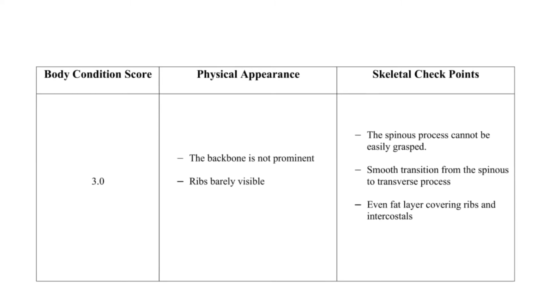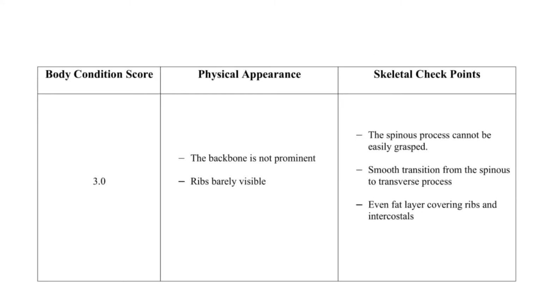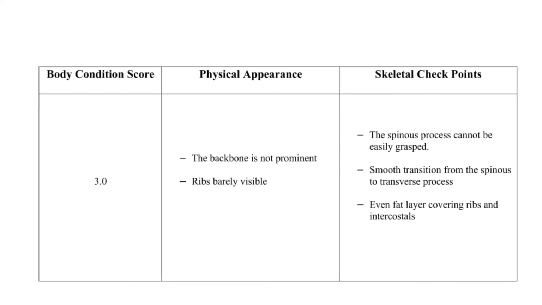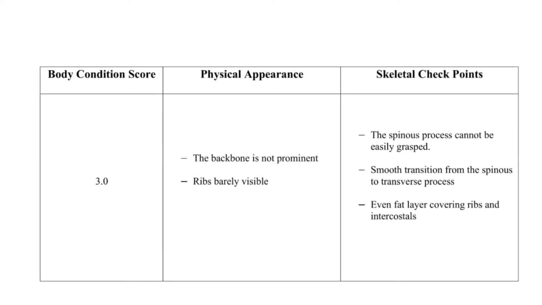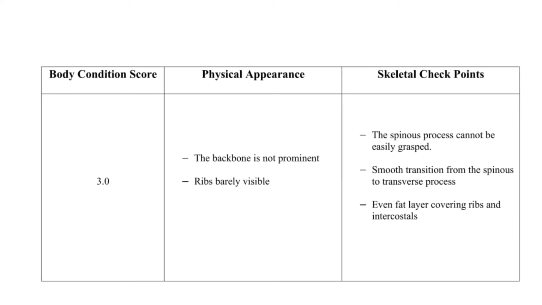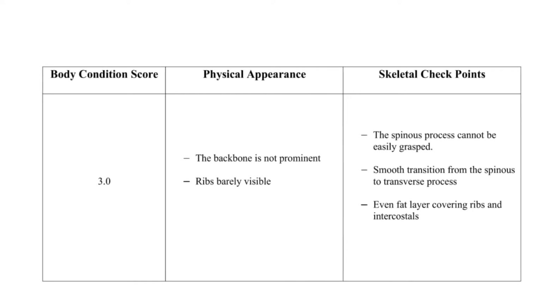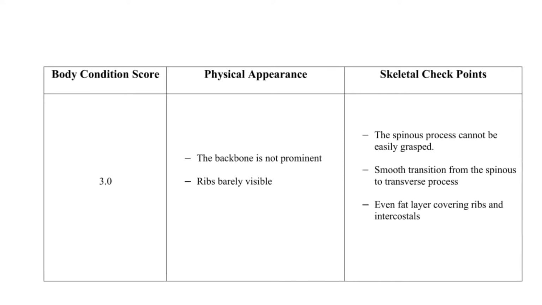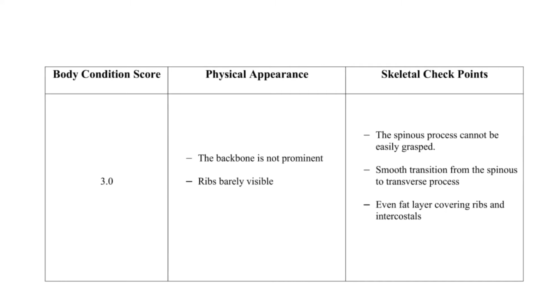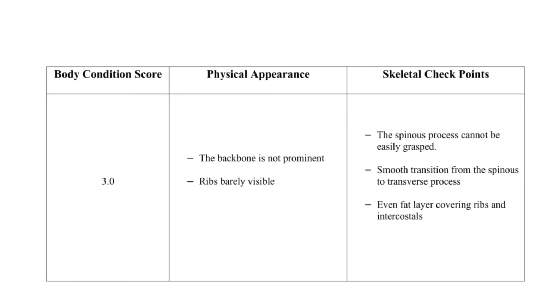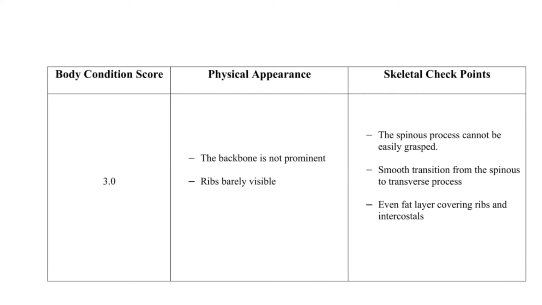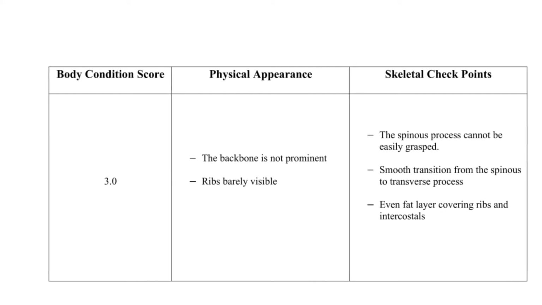With a body condition score of 3, the backbone would not appear prominent and the ribs barely visible. On the animal, the spinous process cannot be easily grasped. There would be a smooth slope from the spinous to transverse process. There will be an even layer of fat covering the ribs and intercostals.